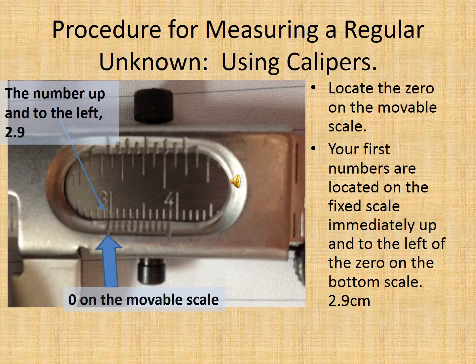The tick mark that is up and to the left of the zero is the 2.9 centimeter tick mark. See that thin blue line pointing to the 2.9 there? And you see how it's up and to the left of the zero? So, the first two parts of my measurement are 2.9 centimeters. So I know my bottle cap is at least 2.9 centimeters long in diameter. Now we need to get that extra sig fig. So let's move on to the next slide.